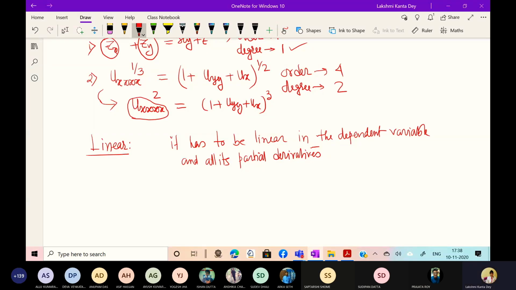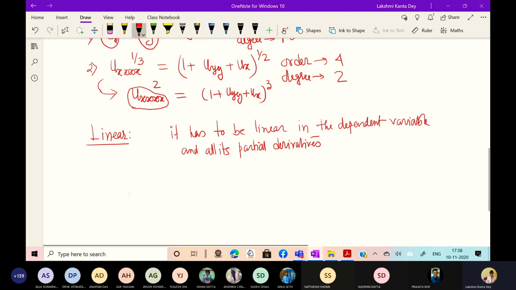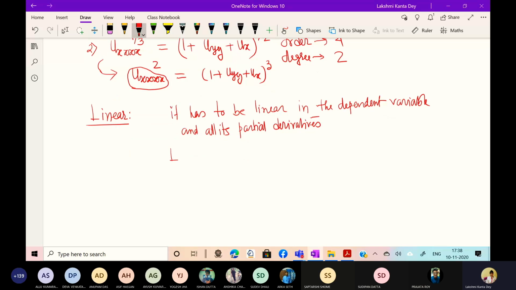Okay. Alternatively, a partial differential equation is linear if it can be written as L z, where L is some linear operator and z is the dependent variable, equal to f of x1, x2, up to xn. These are all independent variables. And this is your linear operator.